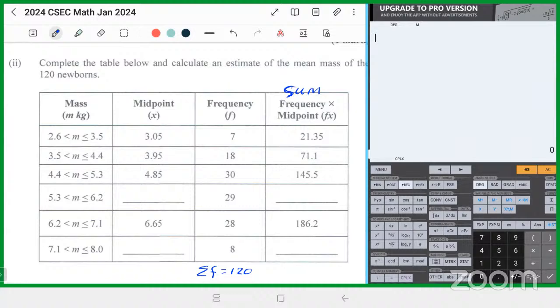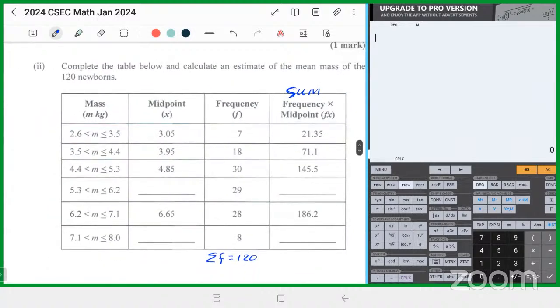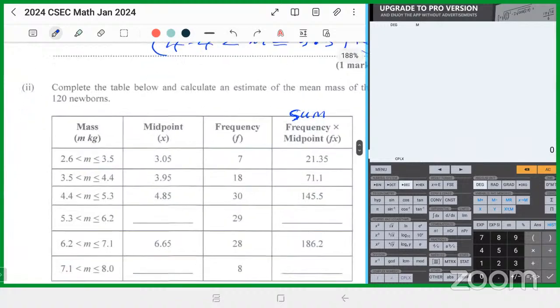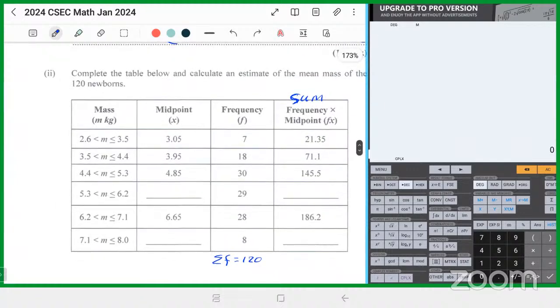It's a quick way, but it's an estimated sum, because here we have the midpoint mass, using the midpoint to represent the group. What we're basically saying is that the seven newborns in this group each measured 3.05, which is not necessarily true. Maybe none of them measured 3.05, but this is the best way of estimating the mean, hence the word estimate here. Statistics of grouped data is estimation statistics, simply because the data does not give you the actual mass of the newborns.